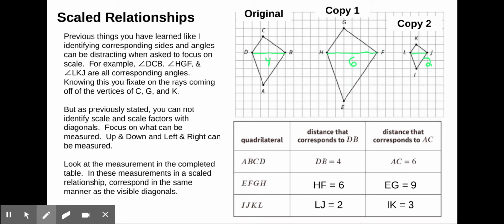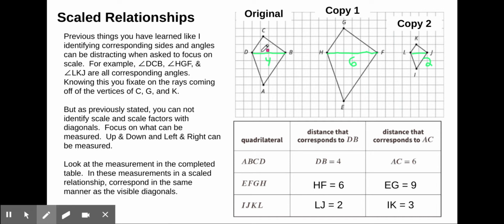So when we talk about distances that correspond to DB, for EFH we see 6, and for LJ, it's 2 units. 6 and 2. Let's talk about the other one that's important here. I'll use a different color. We'll go with a red.